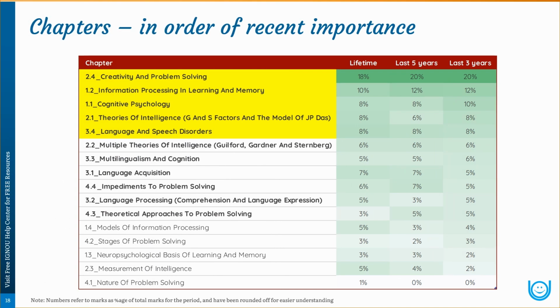Here you can see priority 1 chapters highlighted in yellow and bold. These are the most important chapters and you should do them thoroughly. These are chapters 1.1, 1.2, 2.1, 2.4 and 3.4. Next, you can see priority 2 chapters that are highlighted in bold. These are also important chapters and you should try to cover them. These are chapters 2.2, 3.1, 3.2, 3.3, 4.3 and 4.4.